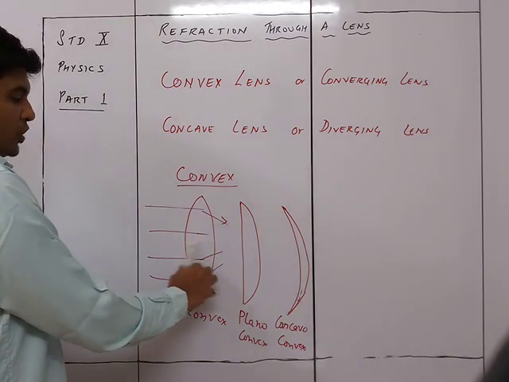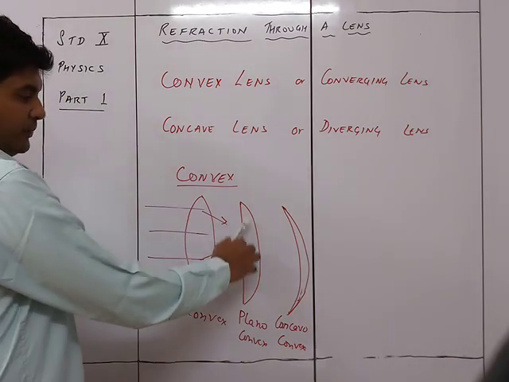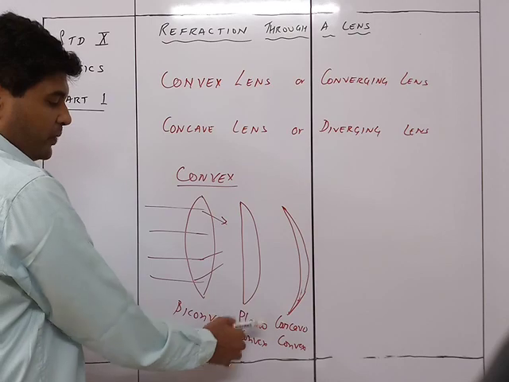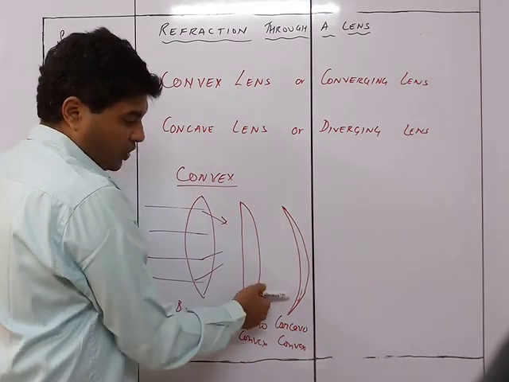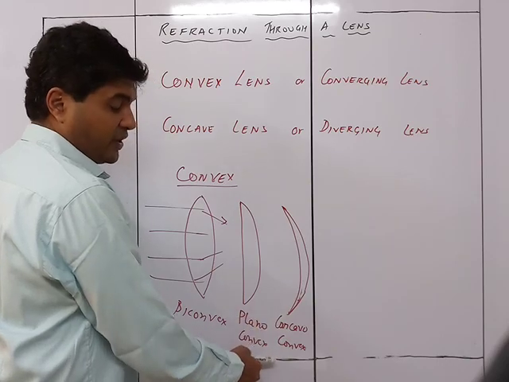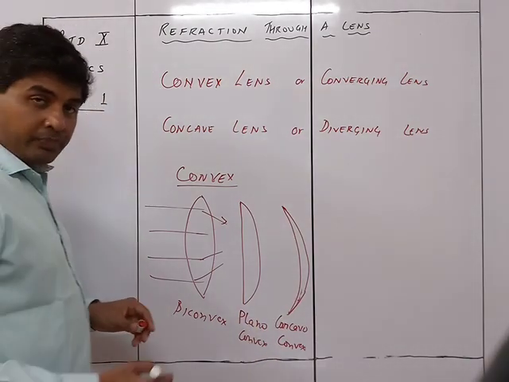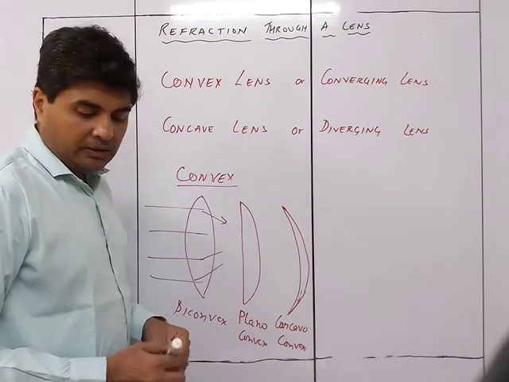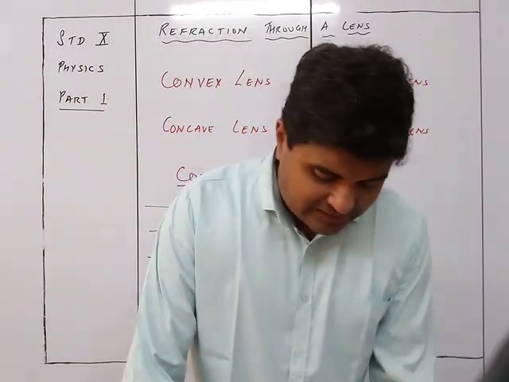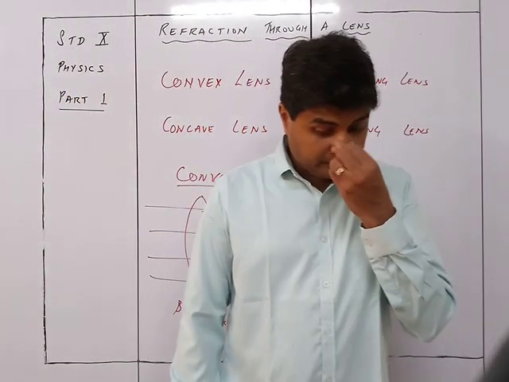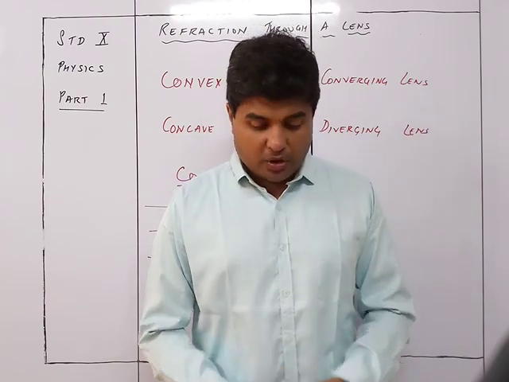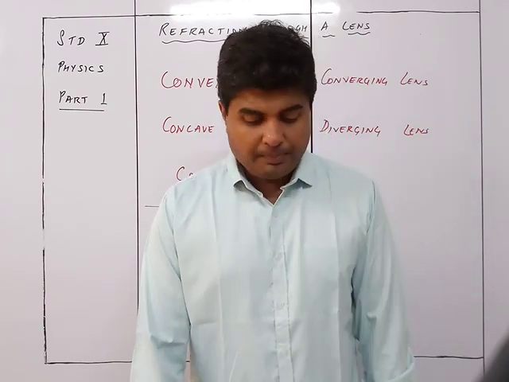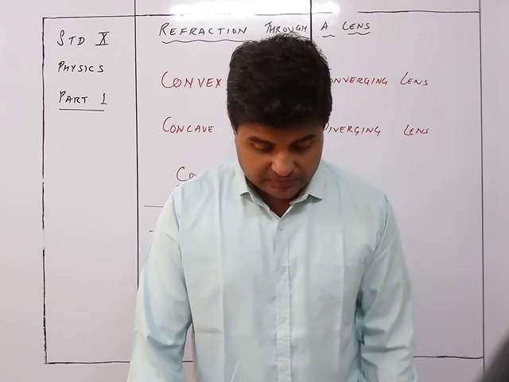If both sides are convex, it is biconvex. One side plane, other side convex, plano convex. One side concave, other side convex, this is concave and this is convex, then it is concavo convex, right? So a biconvex lens has both the surfaces convex. So a convex lens has three types: biconvex or double convex or equiconvex, plano convex and concavo convex.